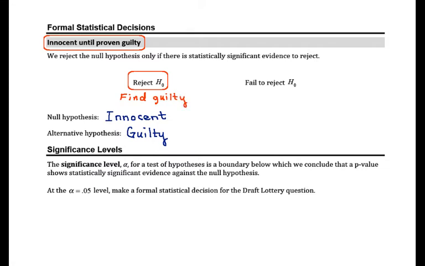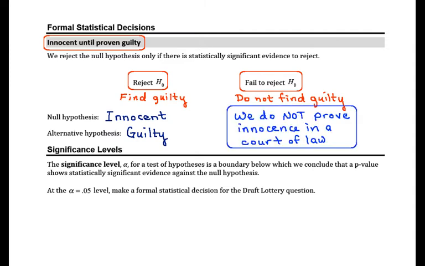If we fail to reject the null hypothesis, this means that we do not find the person guilty, but keep in mind this does not mean that we have proven the person innocent. We don't prove innocence in a court of law. The only two things we can do are find guilty or fail to have enough evidence to convict, right? A person might well be guilty and be released, and that person would not be in their right to turn around and say, I have been proven innocent.